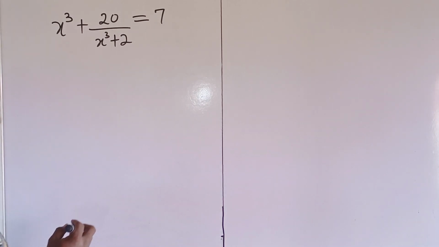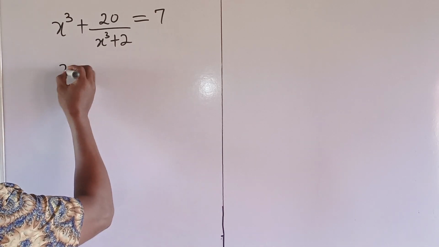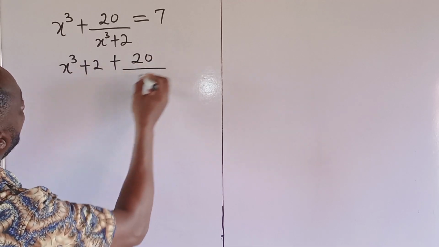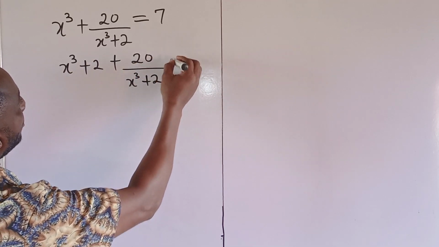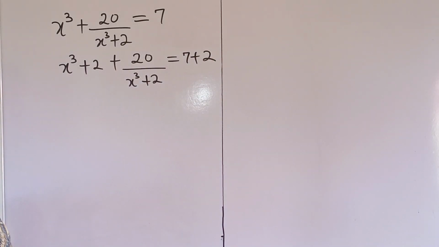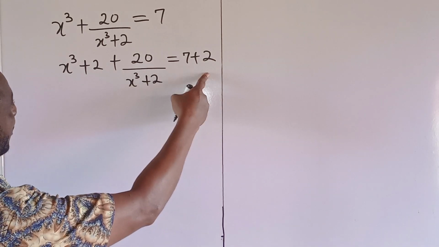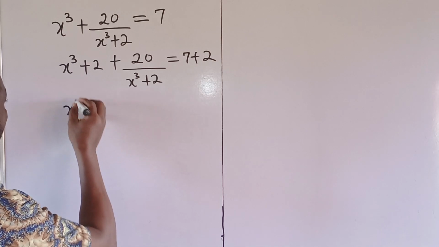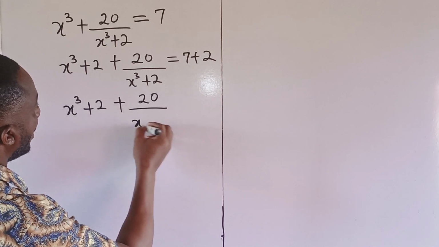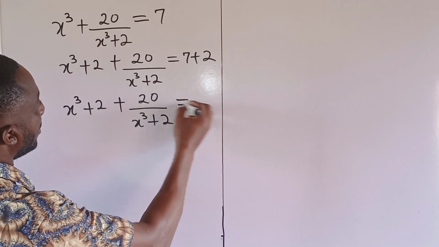So first and foremost, I will add 2 to both sides. We're going to be having s cubed plus 2 plus 20 upon s cubed plus 2 equal to 7 plus 2. So we've not altered this equation in any way because we've added 2 to both sides to ensure parity and the equation is still balanced. So 7 plus 2 is going to give us 9. So we shall write s cubed plus 2 plus 20 upon s cubed plus 2 equal to 9.